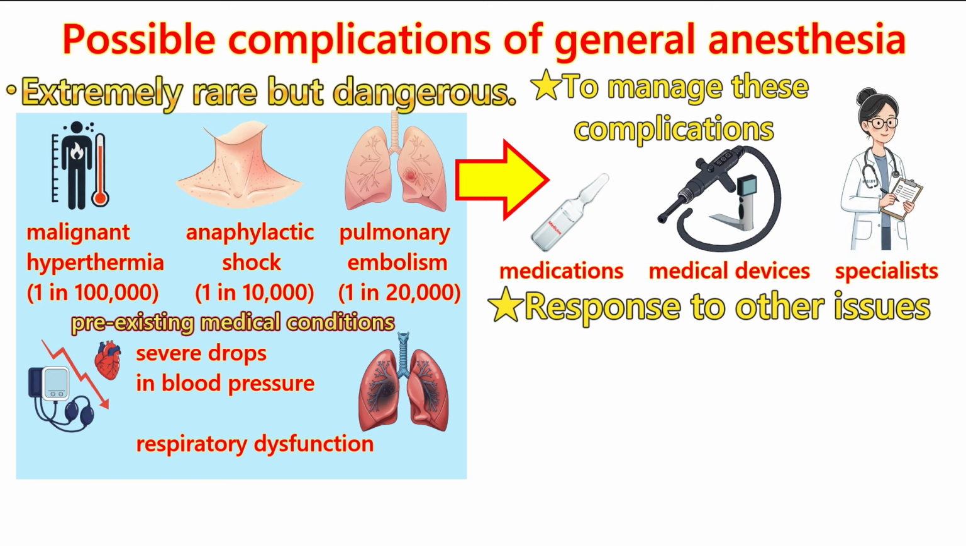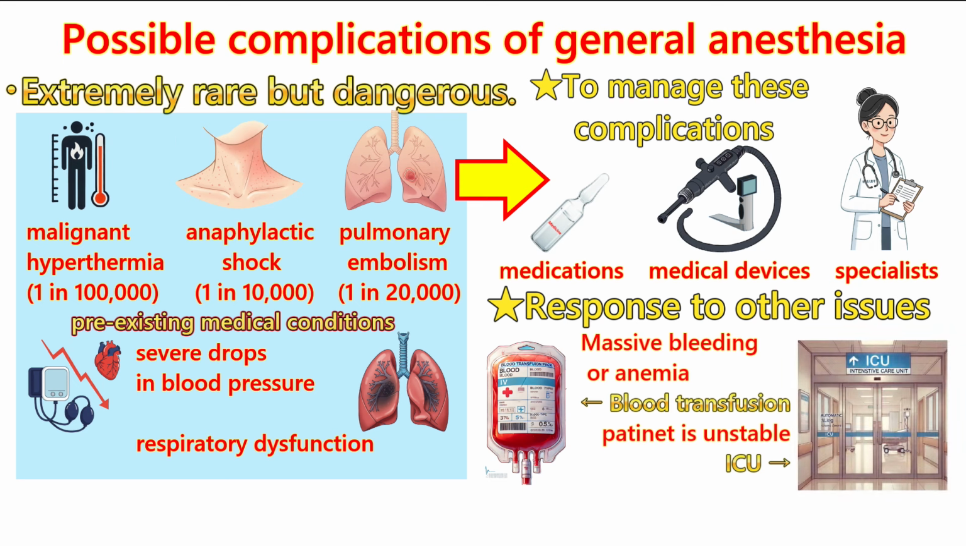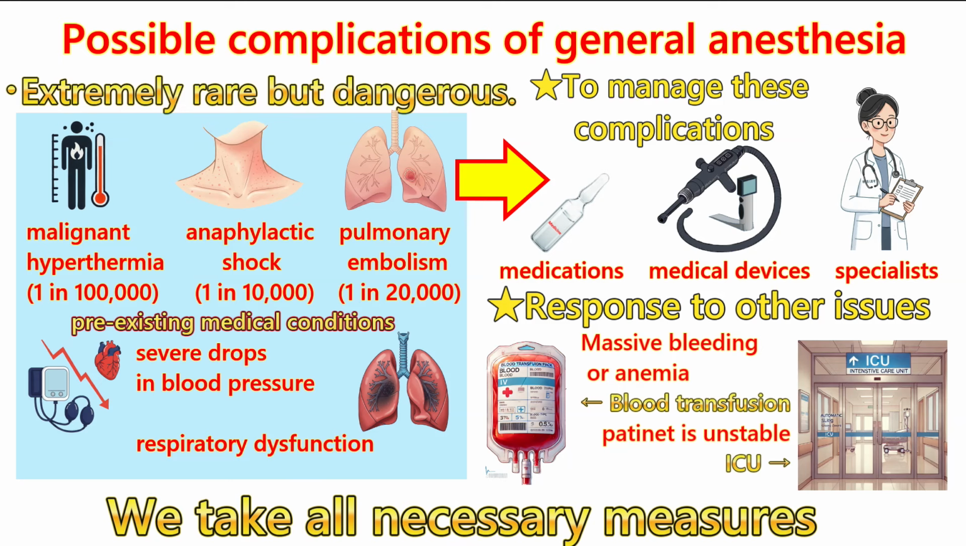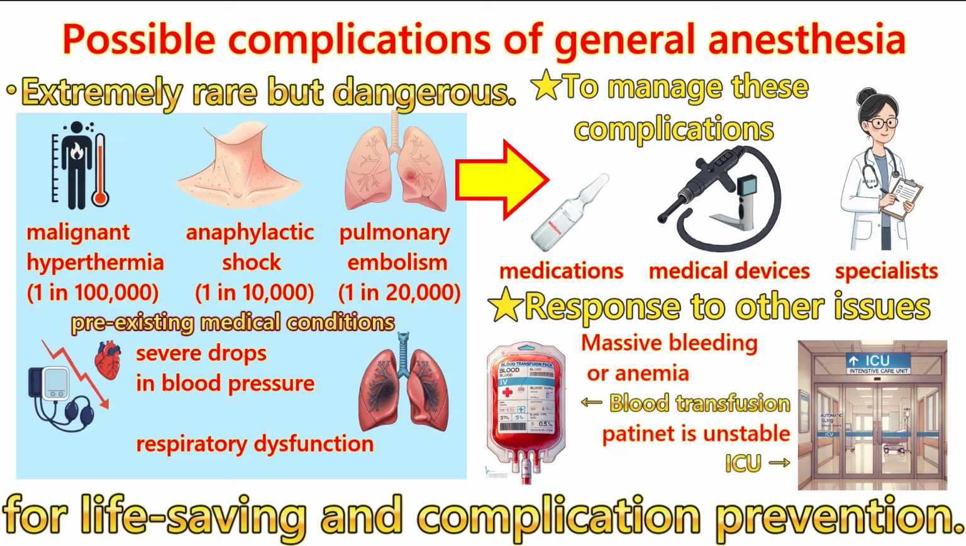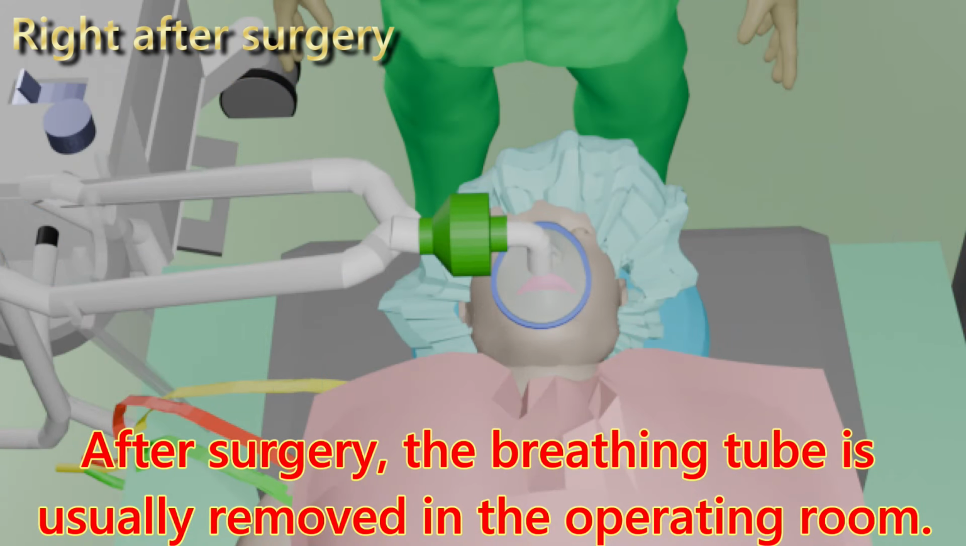If there is significant blood loss during surgery, a blood transfusion may be necessary. Additionally, if a patient's condition is deemed unstable after surgery, they may be transferred to the intensive care unit (ICU) instead of returning to a regular hospital room. In any case where emergency measures are required, all necessary steps will be taken to ensure the patient's safety and prevent complications.